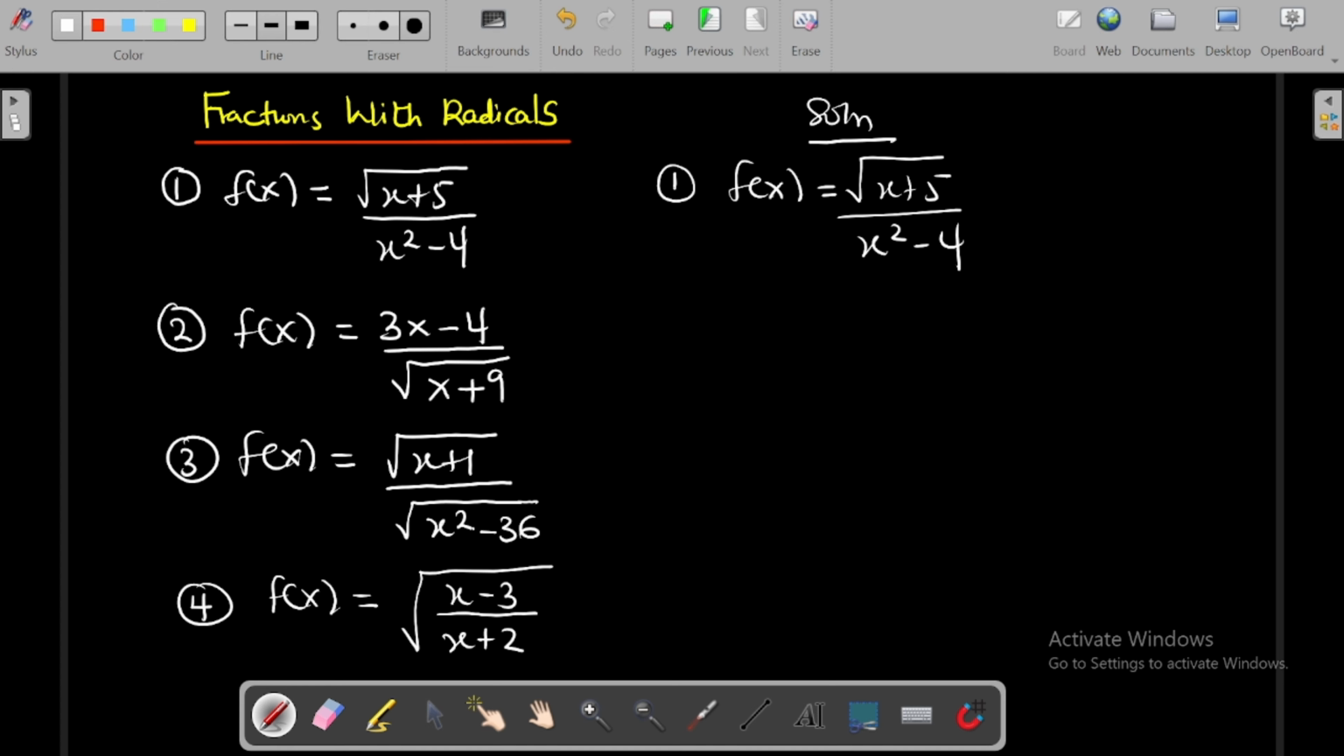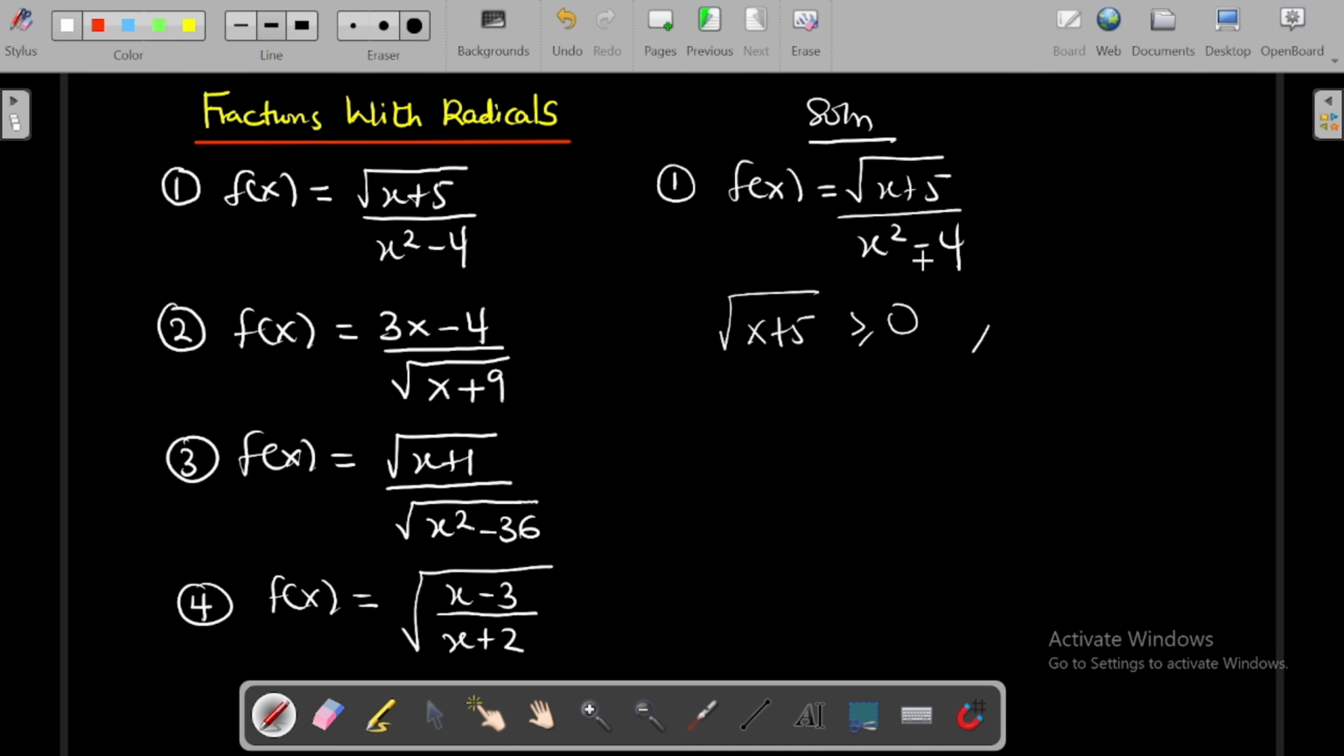Okay, this means that x plus 5, since this one is an even index, should be greater than or equal to 0. Because if it is not greater than or equal to 0, and we have a number which is less than 0, it means that we're going to have a negative value under an even index, and that will cause us to have an undefined function. Okay, so this is the first part of the equation.